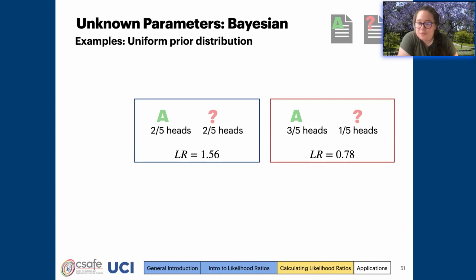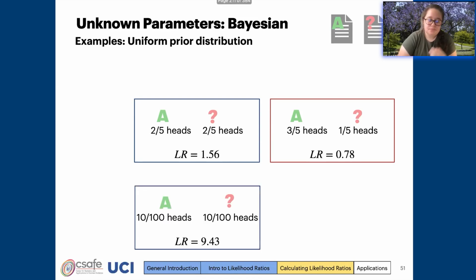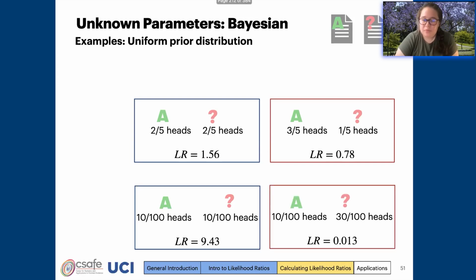On the other hand, if we had different patterns, out of 5 flips, we got 3 heads for coin A and 1 head for coin B. We get a likelihood ratio of 0.78. So this is less than 1, indicating more support for the different source proposition. What if we had a lot more data? We were able to flip these coins a lot more times. So let's say we got 10 heads for both coin A and the mysterious coin. In this case, we get a likelihood ratio value of 9.43. So this is now greater than 1, again, indicating support for the same source hypothesis.